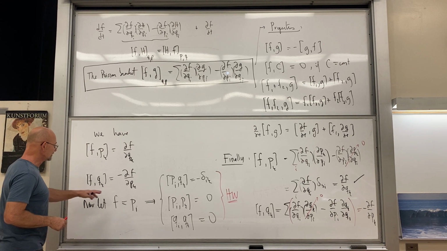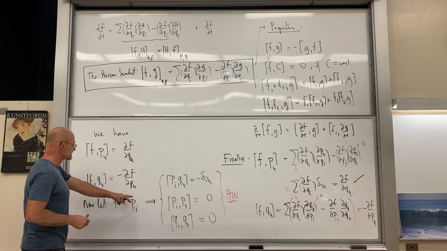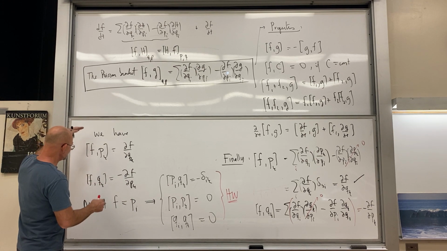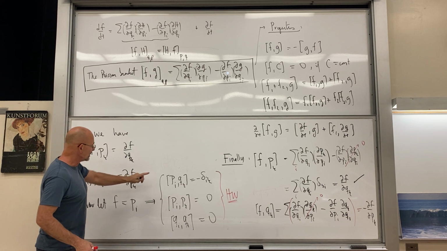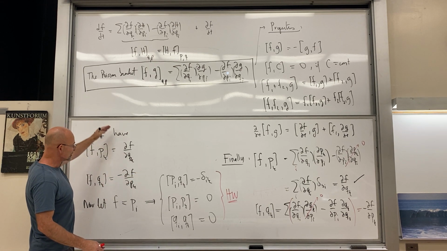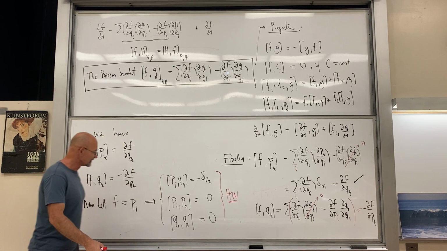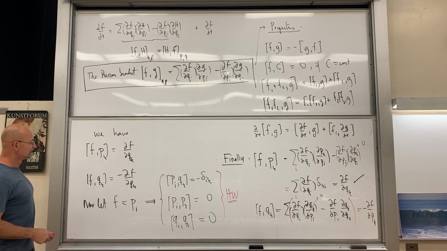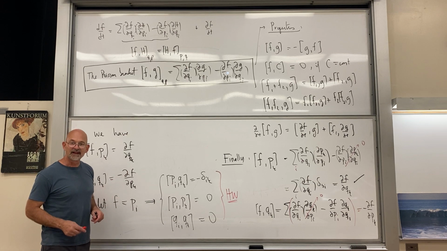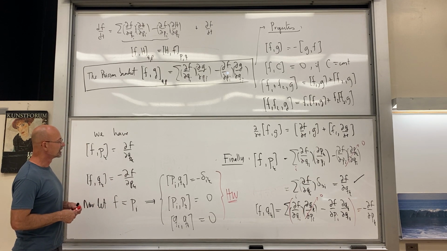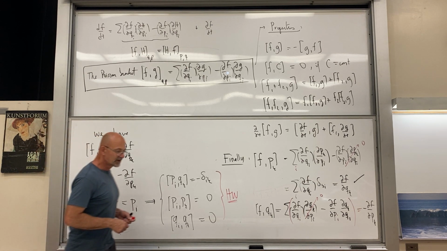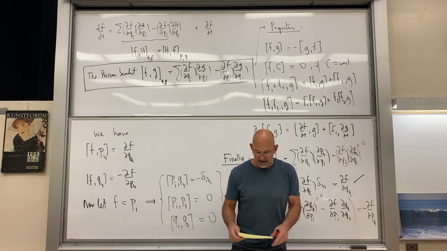Yeah. So you can see what we're doing. If we plug in P sub I, Q sub I, and these different things in these basic Poisson brackets, we get these fundamental relations. And they look like commutators. Good. Okay, so that is nice to know.